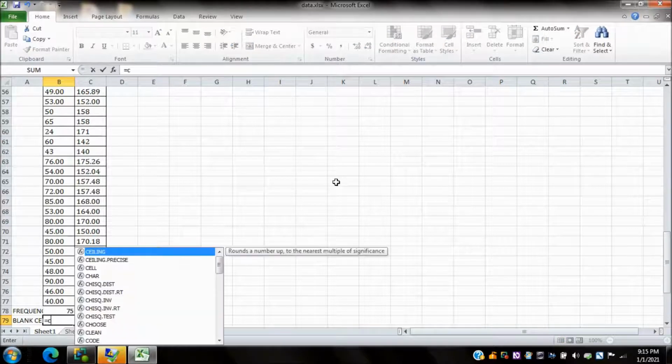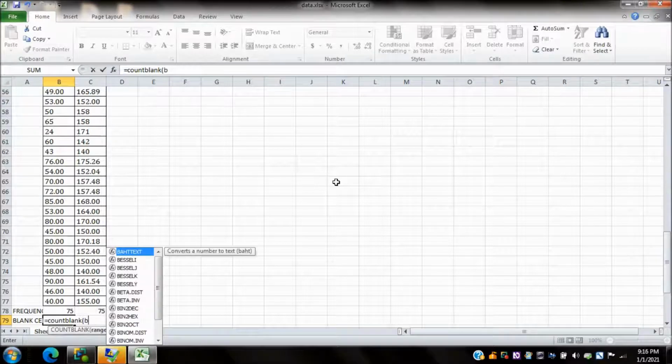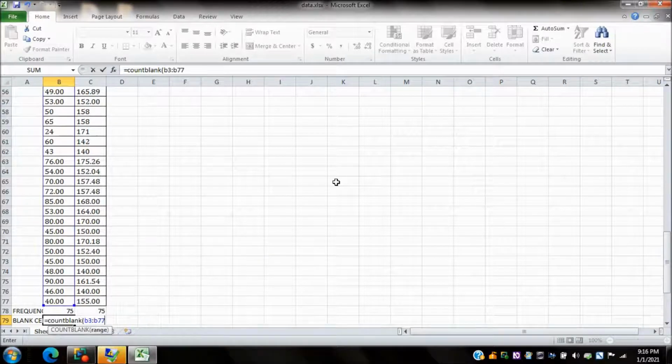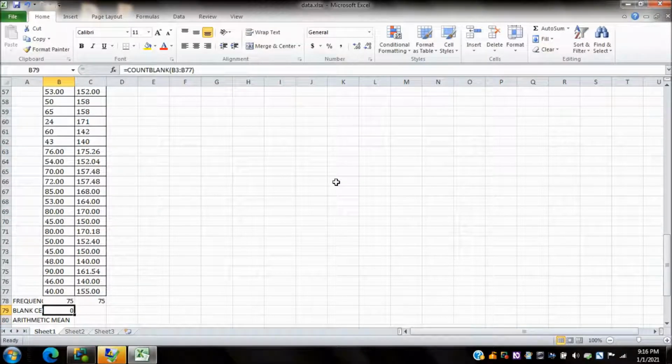COUNTBLANK, left parenthesis, B3 colon B77, right parenthesis. And I'll press enter. I'll check by pressing up arrow. 0 as formula B79. So there is no cell under the weight column that has no numerical value. So meaning all of these cells under the weight column have numerical contents or values.